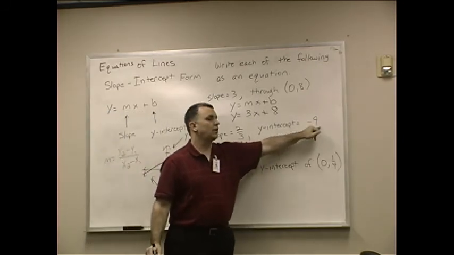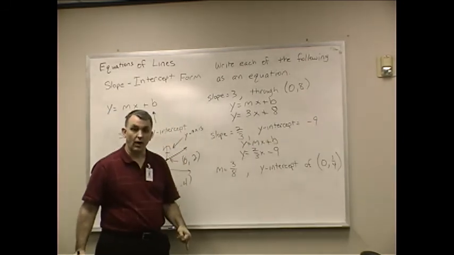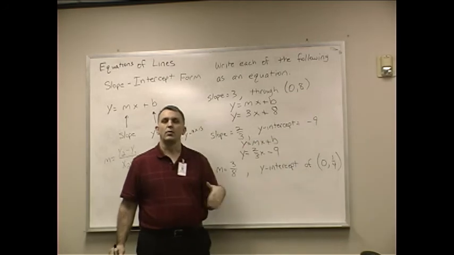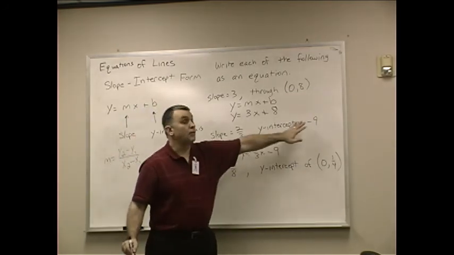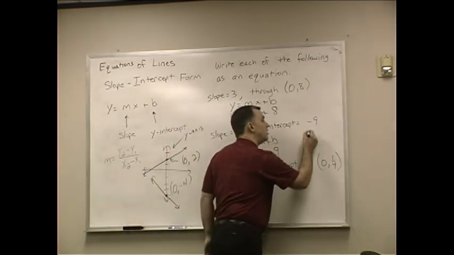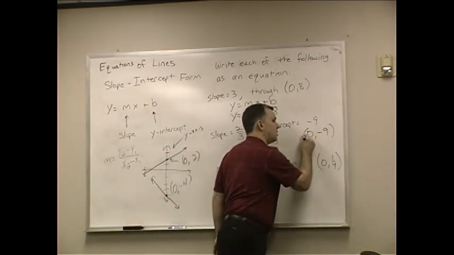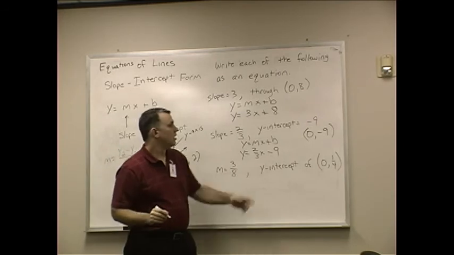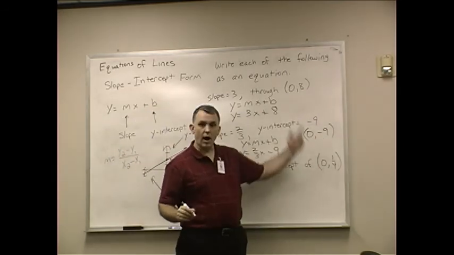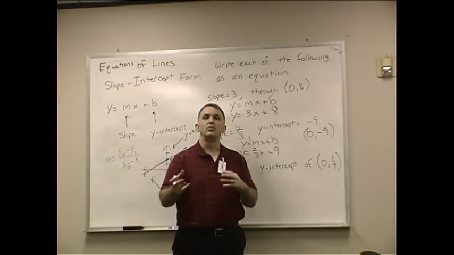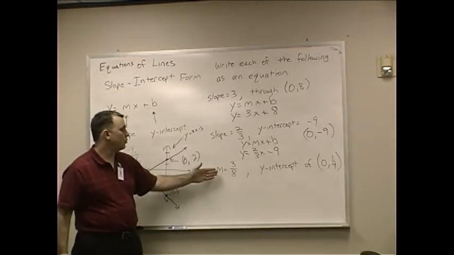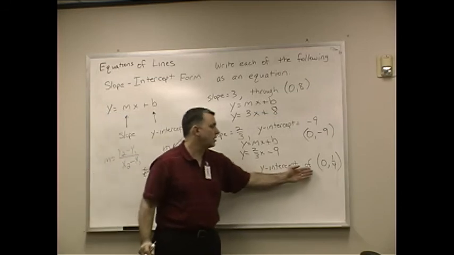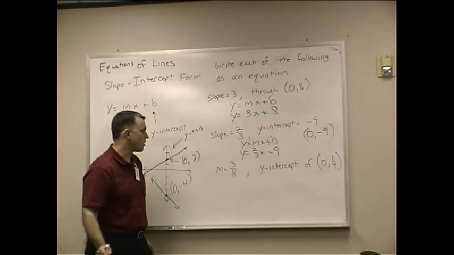Now this time it just gave you a value for the y-intercept. They don't always write the y-intercept as a point. Sometimes they just give you the value. If you wanted to write this as a point, (0, -9). You don't have to, it's not part of the problem, but I want you to see the connections. The last one, m equals 3/8. The y-intercept is (0, 1/4).